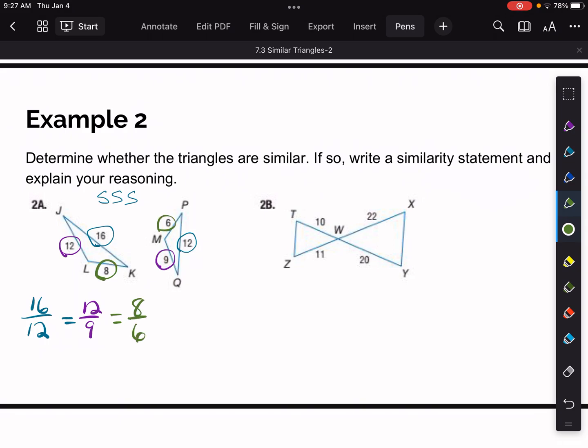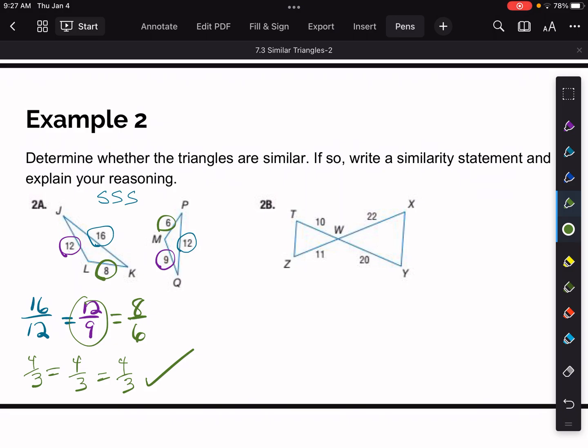So we're going to check these fractions out and see if they're equivalent. If you do these out, you can just reduce the fractions as well. 4 goes into both of these, so this reduces to 4/3. 3 goes into both of these, so this also reduces to 4/3. And then 2 goes into both of those, so we have 4/3 for each one of them. If that is true, then by SSS, the triangles are similar.